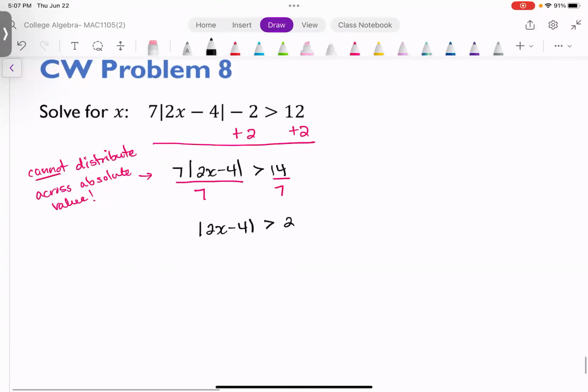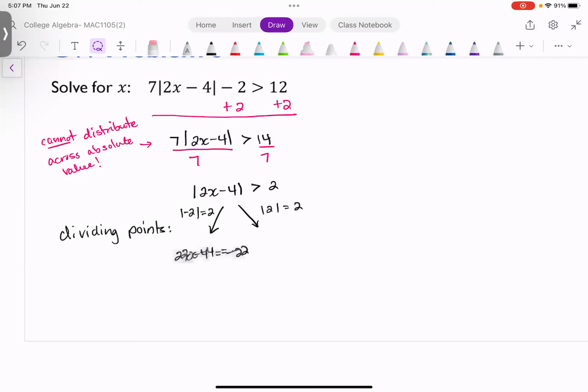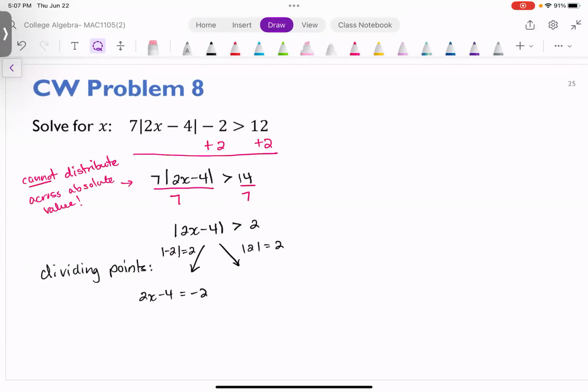So we'll solve 2 different equations to find the dividing points. We can either have 2x minus 4 is equal to -2. That's letting us know that the absolute value of -2 is equal to 2. Or we can have the absolute value of +2 is equal to 2, in which case the equation that we get is 2x minus 4 is equal to +2.